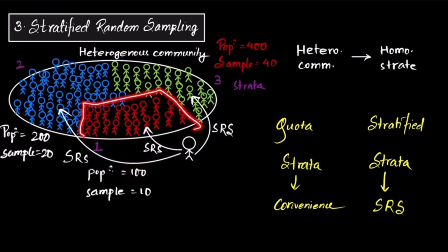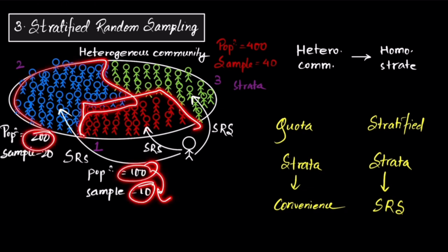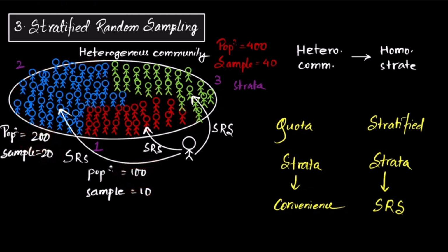Since the size of the population of red group is 100, I have chosen 10. Size of the population of blue group is 200, so I have chosen 20. So the number of individuals for the sample has been chosen proportionate to the population of the subgroup. And this technique that we have applied is what we call PPS, or probability proportionate sampling. Again, PPS, or probability proportionate sampling, is where the sample size is proportionate to the population of the subgroup.